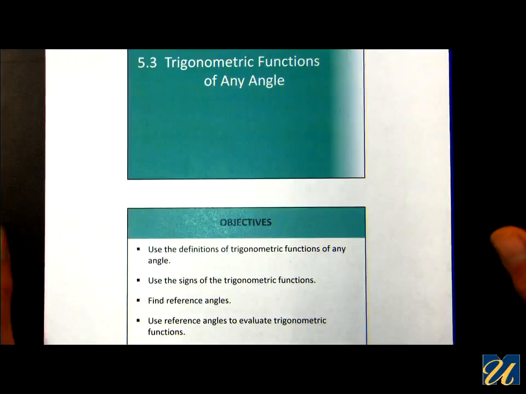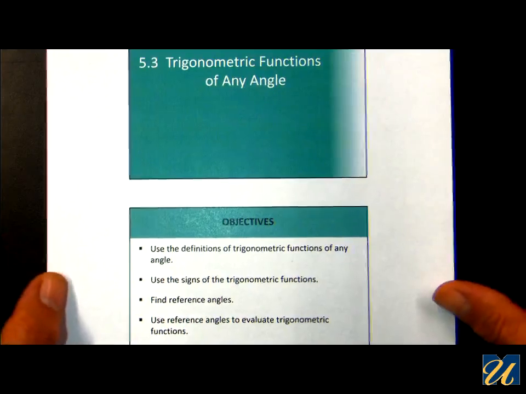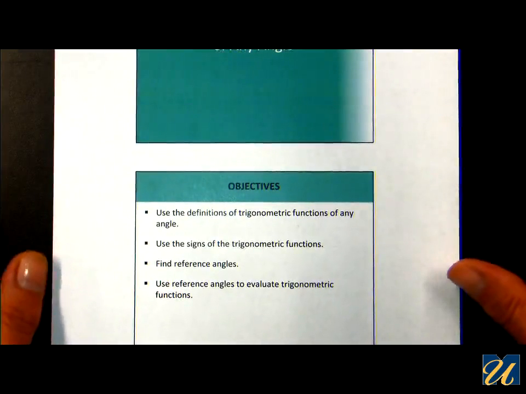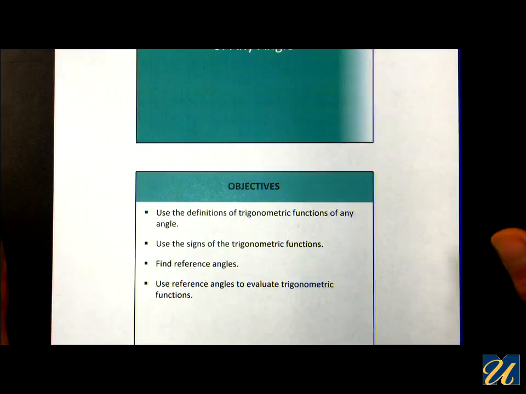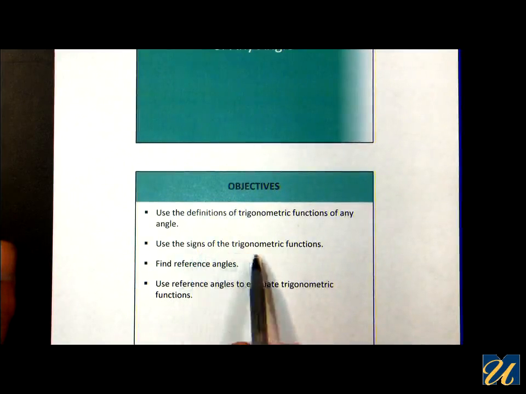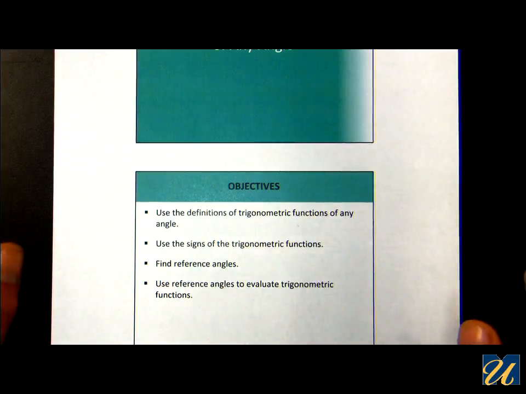Chapter 5, Section 5.3, Trigonometric Functions of Any Angle. The objectives in this section include: use the definitions of trigonometric functions of any angle, finding reference angles, using reference angles to evaluate trigonometric functions, and learning how the plus and minus sign affects the values of trigonometric functions, which is related to finding reference angles.